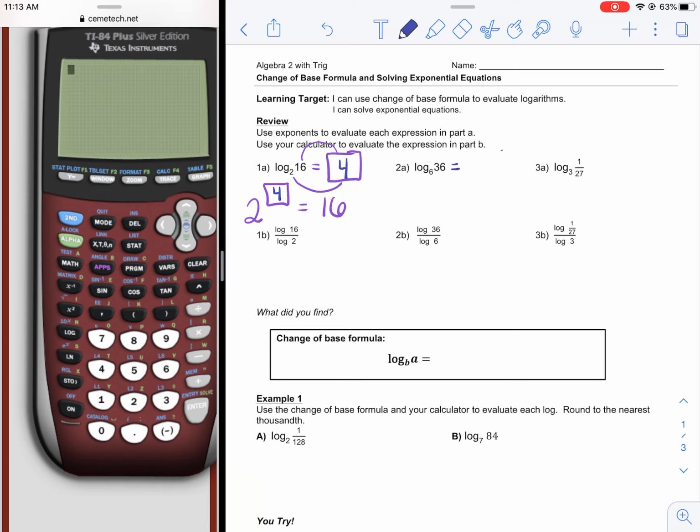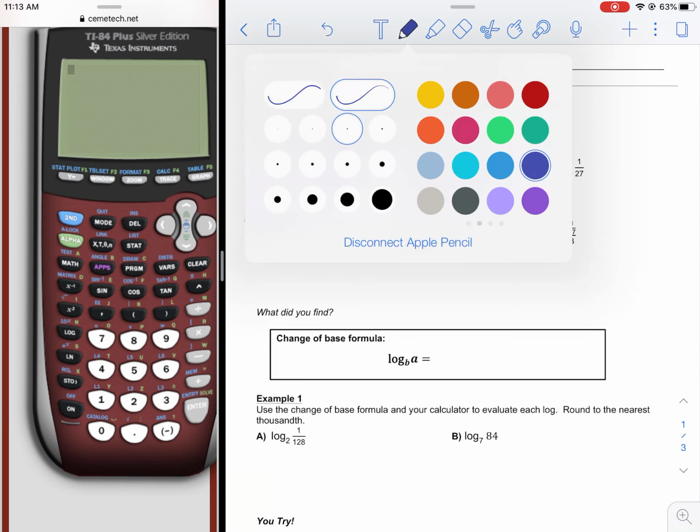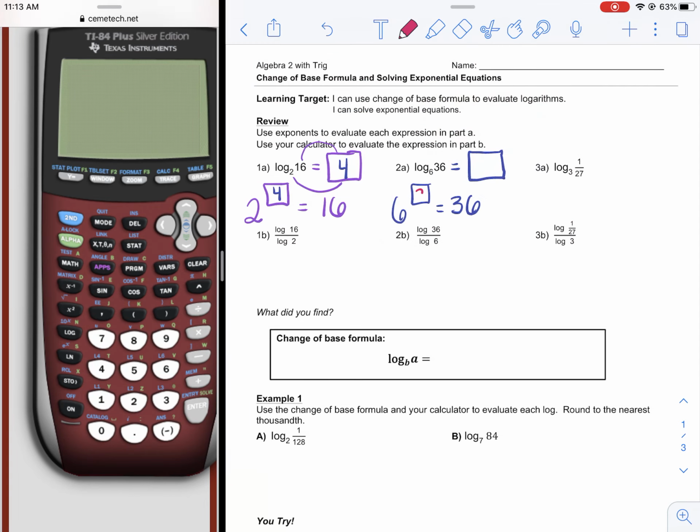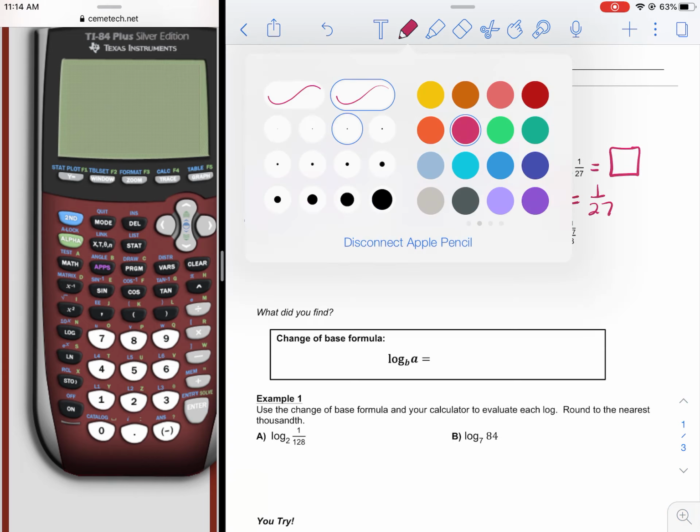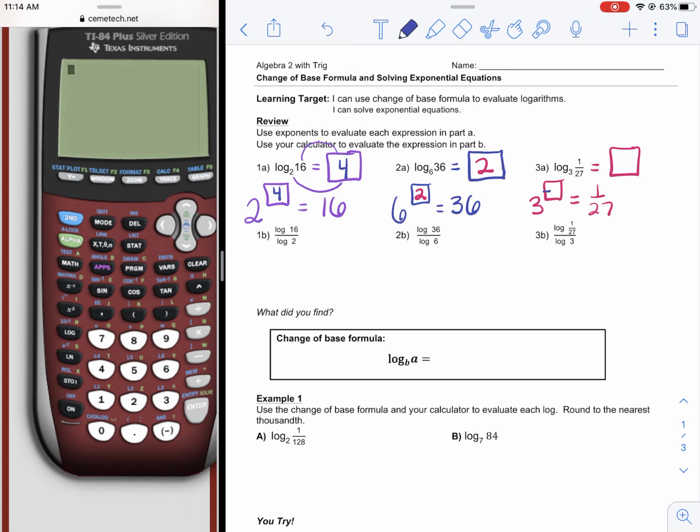So for the next one, we put a box here, and we're trying to figure out 6 to what power equals 36. And we know that 6 squared is 36, and so this log equals 2. And then the last one, if we want to evaluate the log, we've got to figure out 3 to what power equals 1 over 27. We know 3 to the 3rd is 27, so 3 to the negative 3rd is going to equal 1 over 27. And so this log equals negative 3.